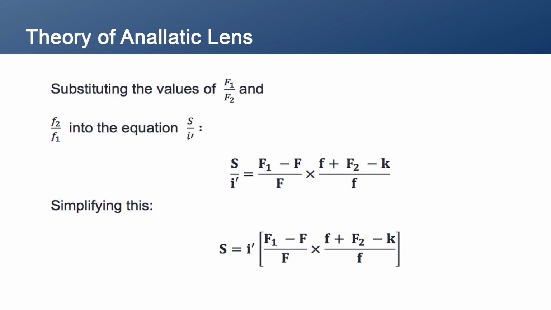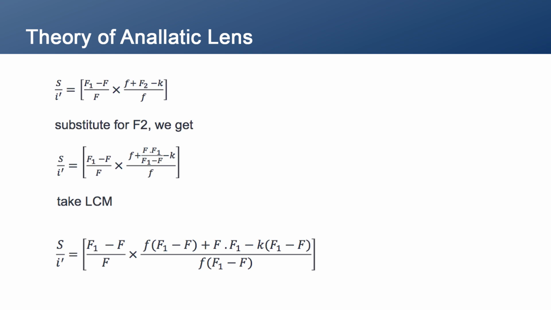Substituting the values of f1 by f2 and small f2 by f1 into the equation S by I dash, we get S by I dash is equal to f1 minus f by f into f plus f2 minus k by f. Simplifying this, we get S is equal to I dash into f1 minus f by f into f plus f2 minus k by f.